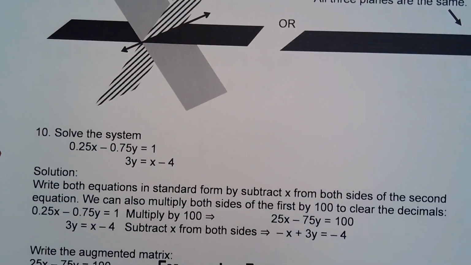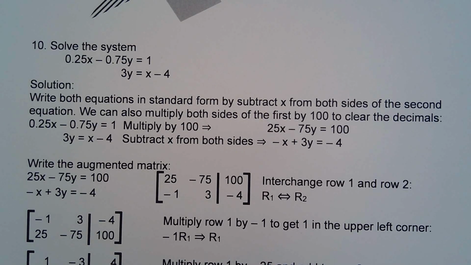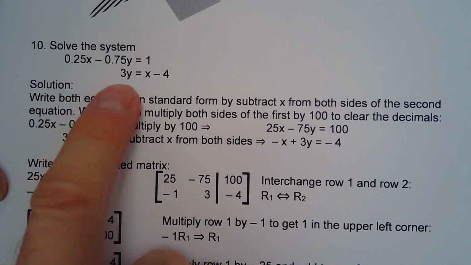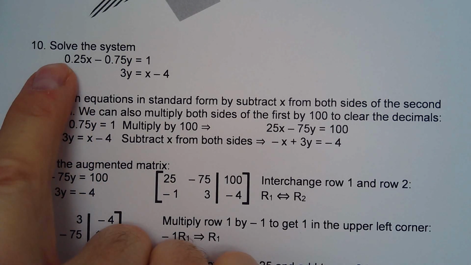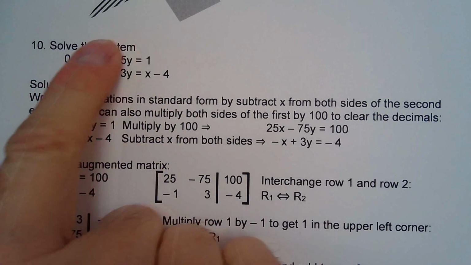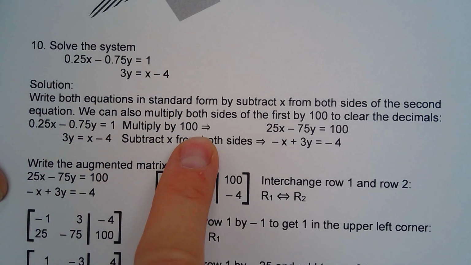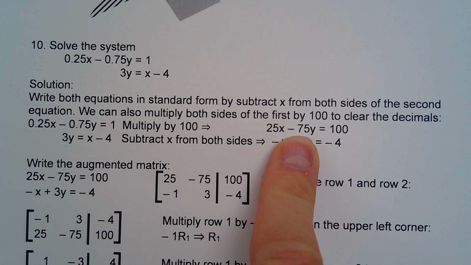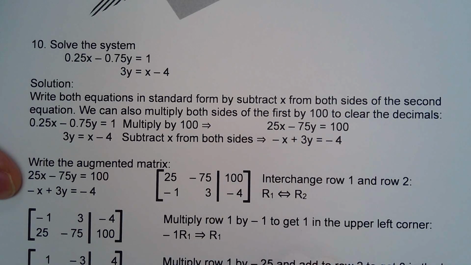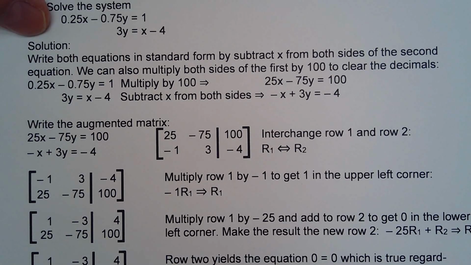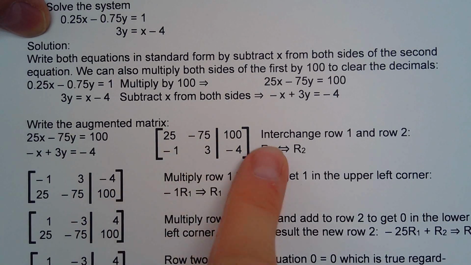So let's see how this would work. If we're asked to solve this system of equations, the first thing we need to do is get it in standard form. So we would subtract x from both sides. Now, some people might want to go ahead and clear out that decimal, and you can do that by multiplying by 100. I'll leave that up to you. So your equations in standard form would end up being these two. We'll go ahead and write the augmented matrix.